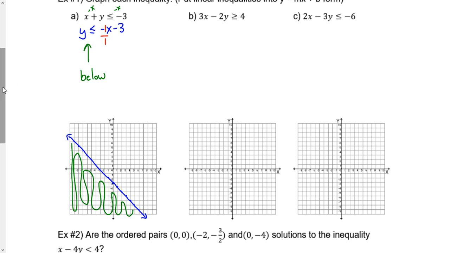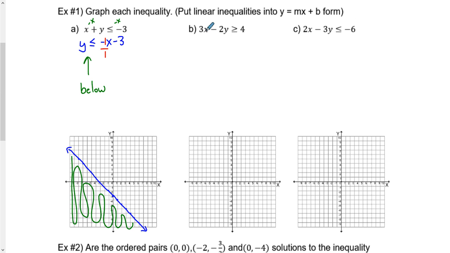Now we can go on to the next one. 3x minus 2y is greater than 4. So let's get the y by itself. We're going to subtract the 3x. And I'm going to do this in 2 steps to help emphasize a point. Negative 2y is greater than or equal to negative 3x plus 4. And then to get the y by itself, we're going to divide by negative 2.